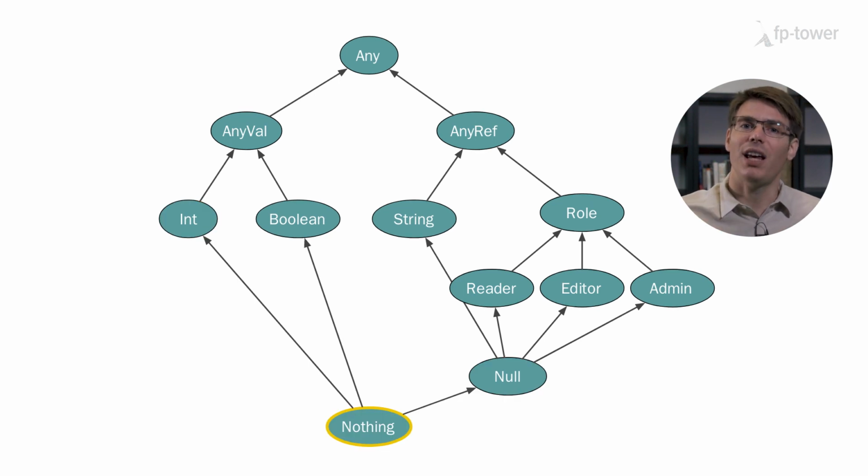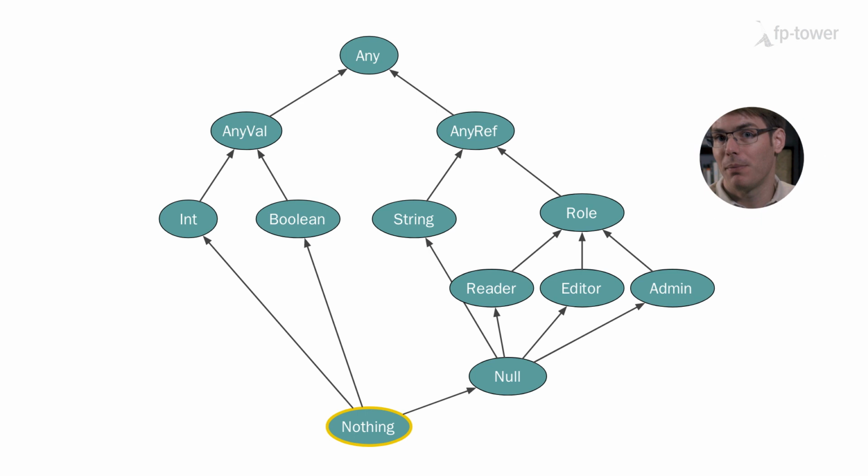Finally, there is Nothing, which is probably the weirdest type in Scala. Nothing is a subtype of everything, but there is no value of type Nothing. It's impossible to create one. We'll study a use case for Nothing a bit later on. For the moment, let's just consider that Nothing is here to complete this diagram by providing a sort of mirror to Any. Any is a parent of every type, while Nothing is a subtype of every type.